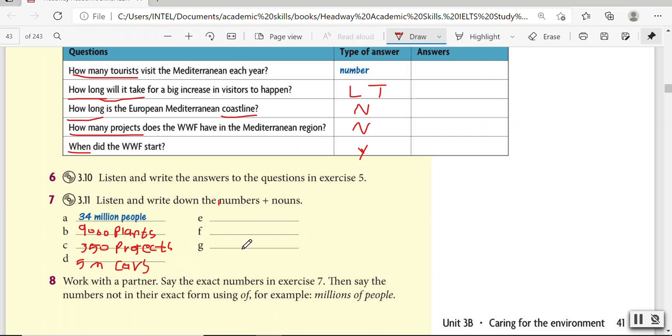And E, 2,725 flowers. F, 3,092 bicycles. Okay. And also the last one, 76 million trees.